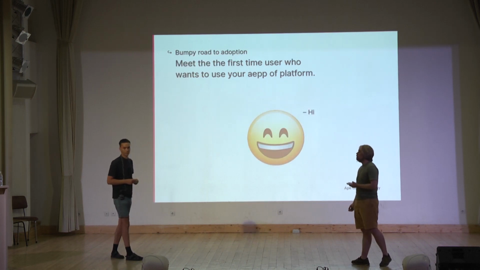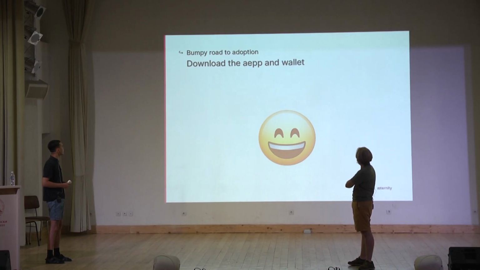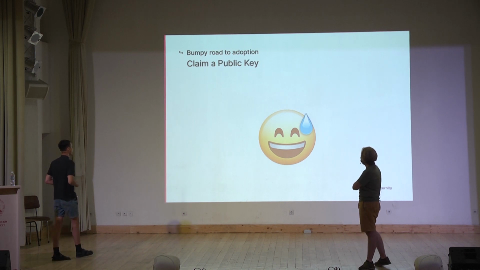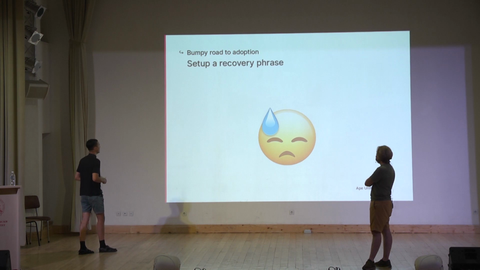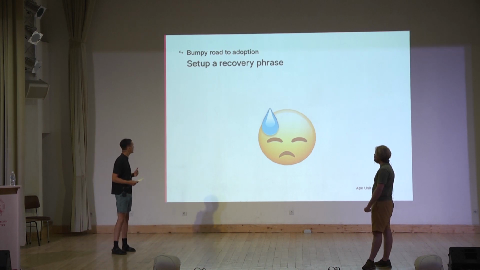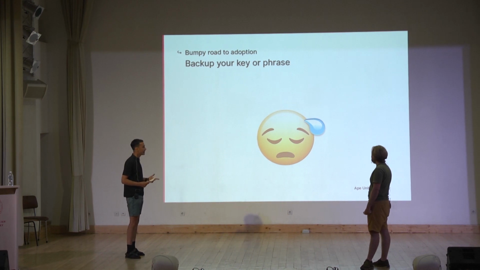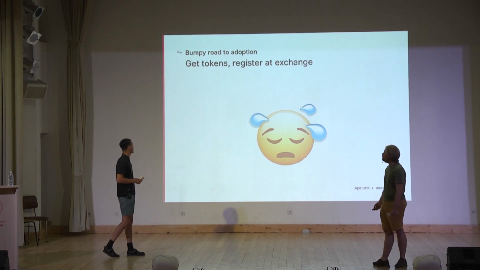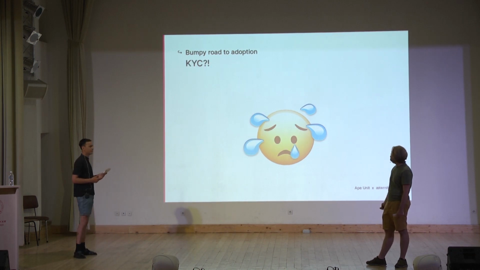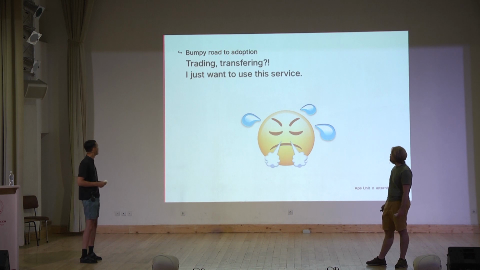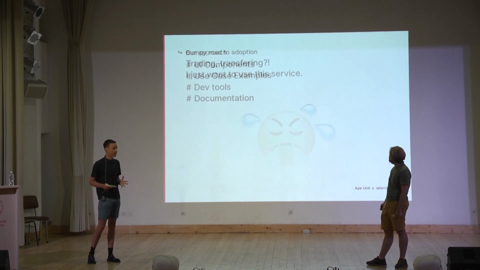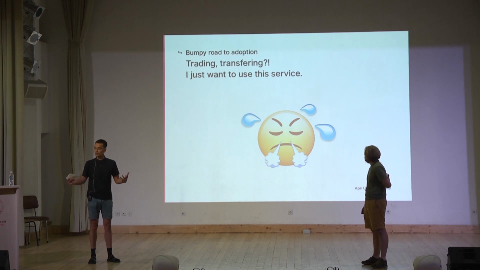I think it's really important to keep the user as central as possible. The first step is, of course, to introduce your user to an app. Still really happy to download it, but then the next step is to download the wallet app, and then he needs to claim a public key. It's getting more complicated. Then you need a recovery phrase. You need to write it down. You need to back it up. You need to get tokens. You need to register at an exchange. You do some sort of KYC. Why? Trading, transferring? No, the user just wants to use his service. He's now quite frustrated, and our challenge is to make it as smooth as possible.